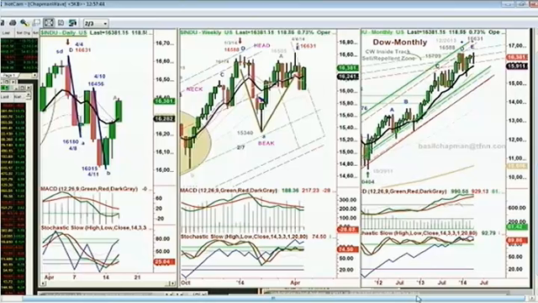I think, in fact, what we're going to do is we're going to see a rotation into some of those momentum stocks for a little longer into next week, and that's going to be very important.